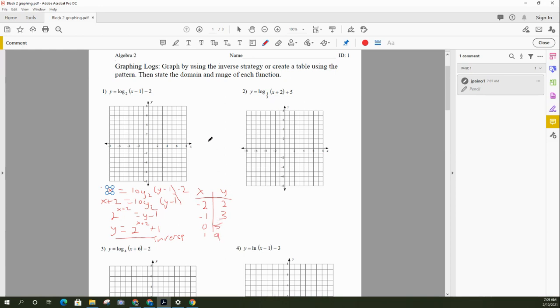Okay, so for this problem, if I make a table of values now, I just take all my y's from this one, and they go on this side. So 2, 3, 5, 9. Then all my x's become y's: -2, -1, 0, 1. We know that our vertical asymptote is 1, and our vertical asymptote is always x equals h. So that's our vertical asymptote.